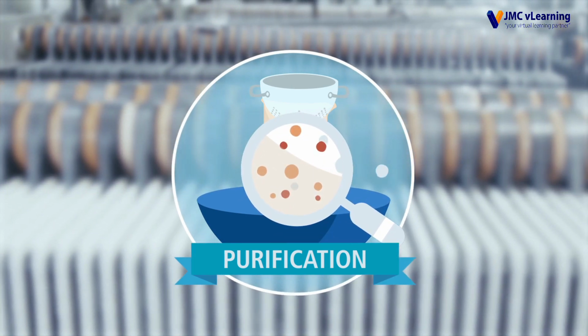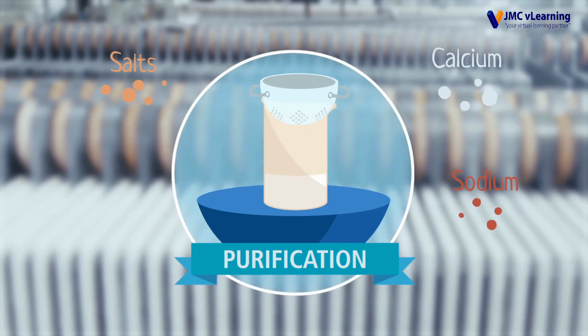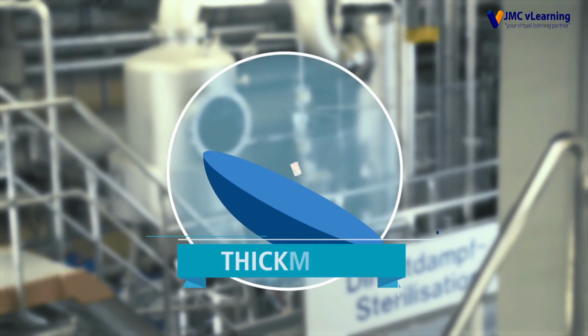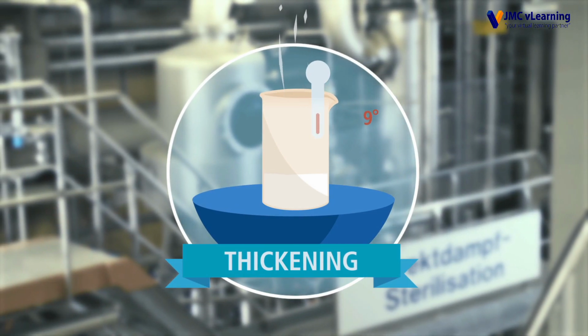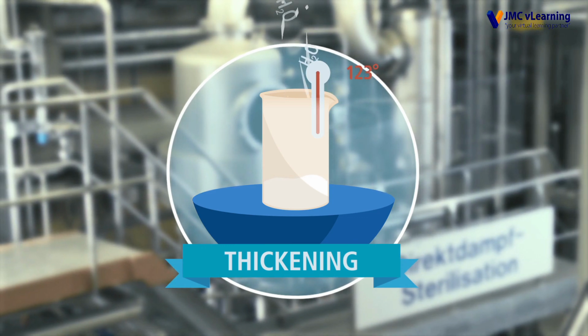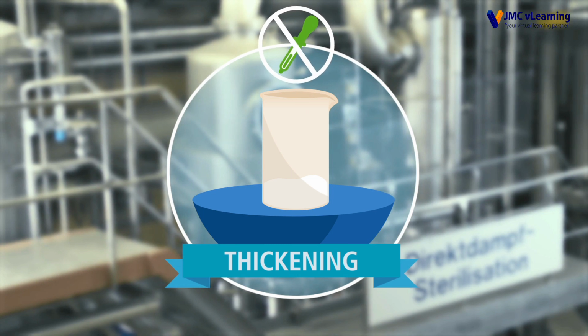In the final step, calcium, sodium, and other salts are removed from the gelatine. The clear solution is then concentrated in a vacuum evaporation system and thickened to form a honey-like mass by water evaporation. The highly concentrated gelatine is then sterilized under strict hygienic conditions. During the entire manufacturing process, no chemical modification takes place.